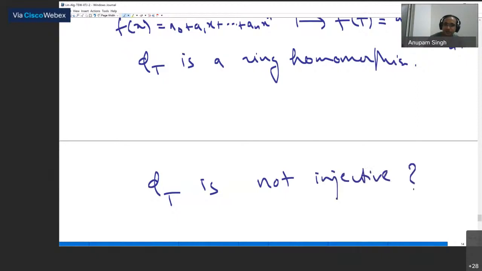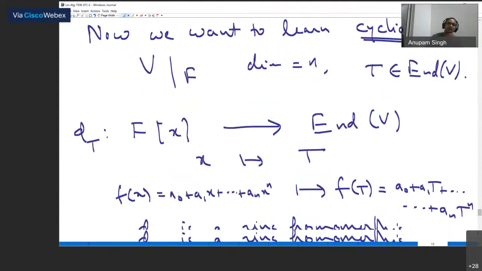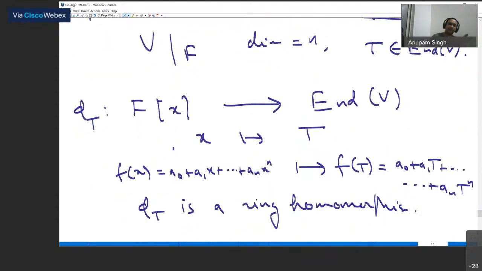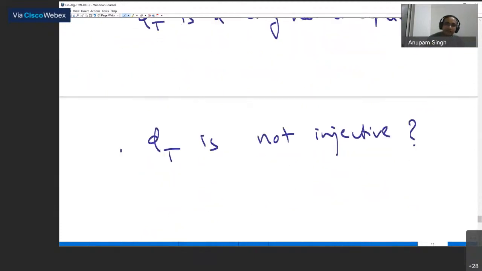And why? The easy answer is this: if it is injective, then on the left hand side, F[x] is infinite dimensional over F, whereas End(V), which are n by n matrices over F, is only finite dimensional, of dimension n squared. So that's a very easy way of saying that it cannot be injective. Since it is not injective, it must have a non-trivial kernel. So we have the kernel of phi_T.